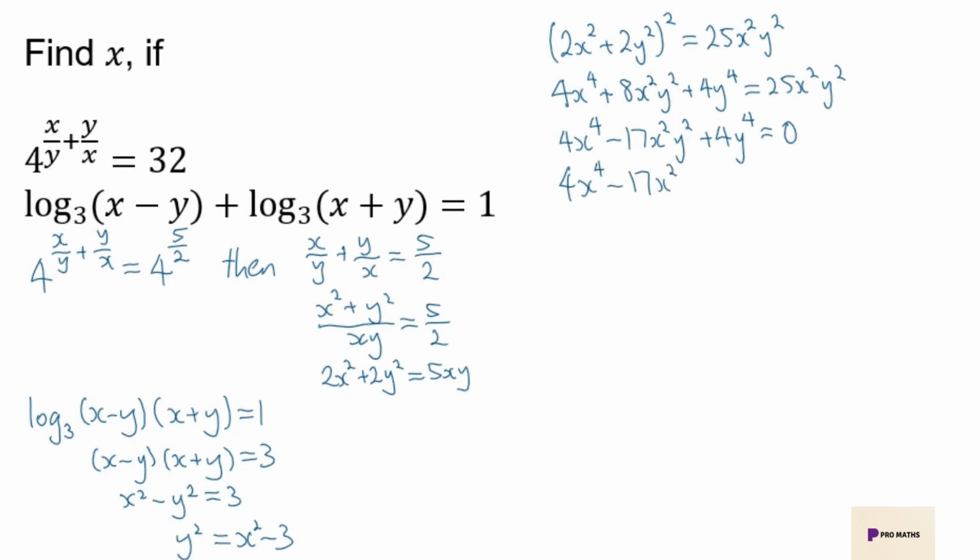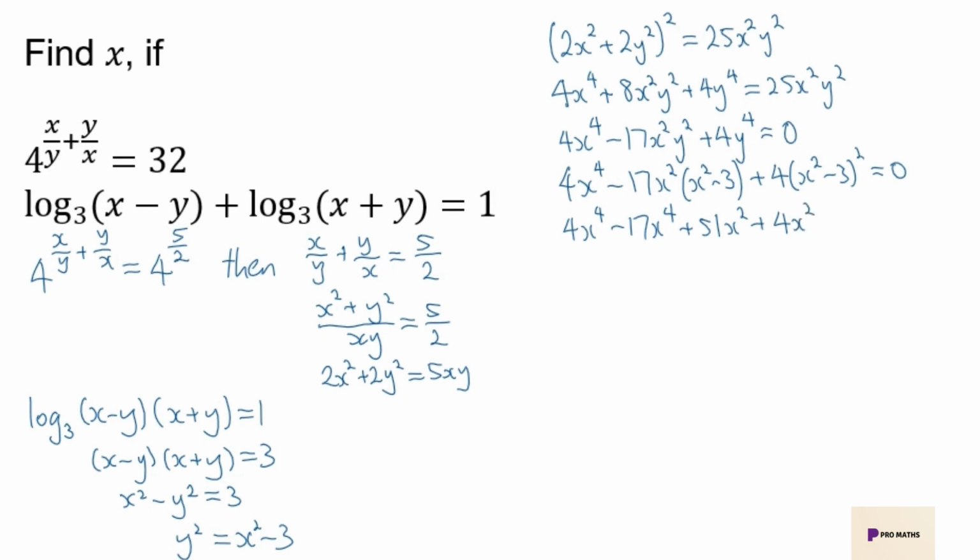Now we're going to take our second equation, y squared equals x squared take 3, and substitute it in here for y squared. That's why we squared both sides. So we get 4x to the 4 take 17x squared times x squared take 3 plus 4 times x squared take 3 all squared equals 0. So now we're just going to expand everything and simplify by collecting like terms, and let's see what we can do from here.